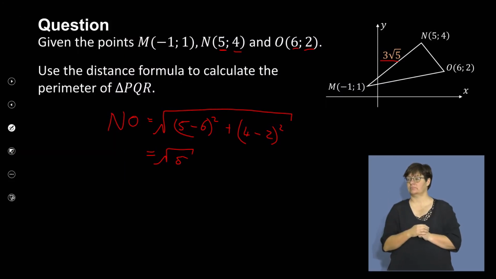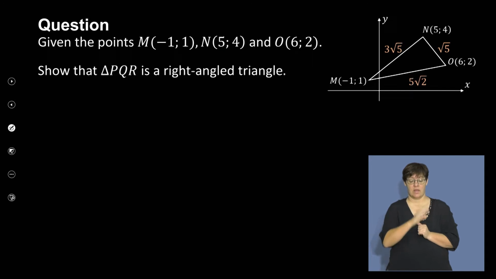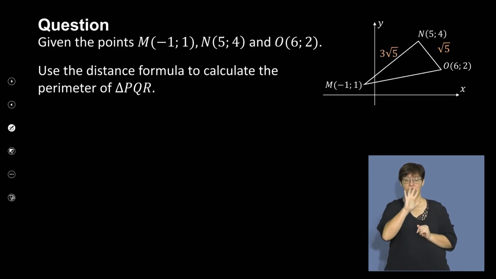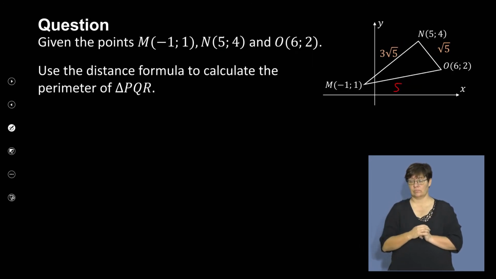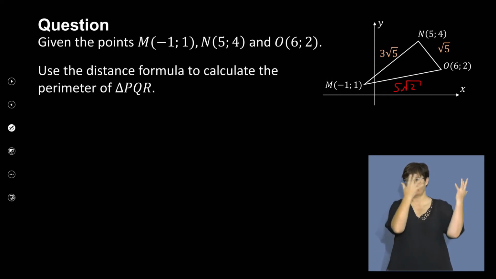I've now calculated the distance of NO. That distance is the square root of 5. And similarly, I can work out the distance of MO. The distance of MO is 5 root 2. Using the distance formula, I can work out that distance 5 root 2.